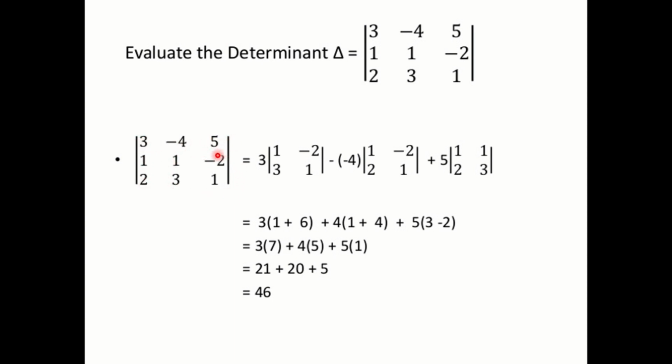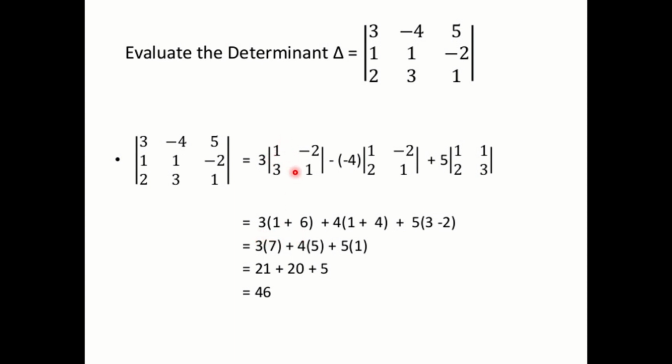Remaining elements are 1, minus 2, 3, 1. Minus the second element of the first row, minus 4. Now eliminate this column and this row. The resulting determinant is 1, minus 2, 2, 1. Plus the third element of the first row, which is 5. Now eliminate this column and this row; the remaining elements are 1, 1, 2, 3. Now expansion of the second order determinant.